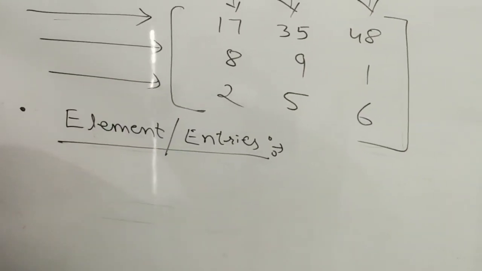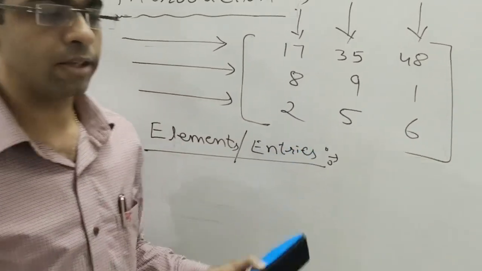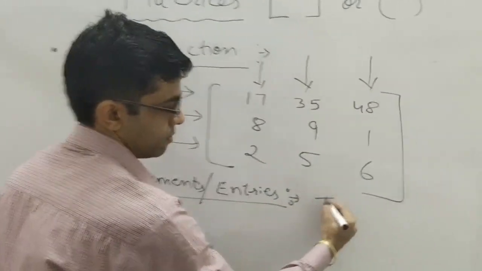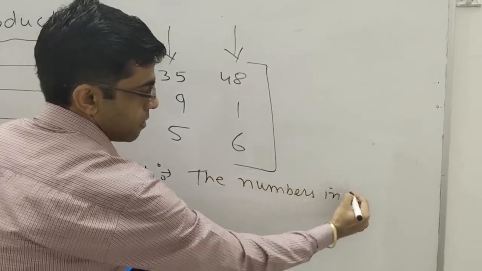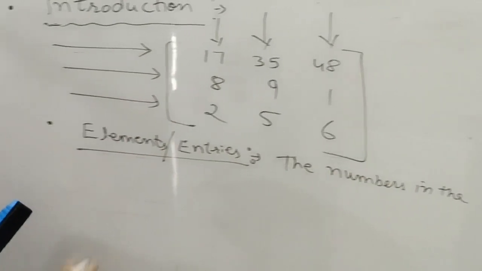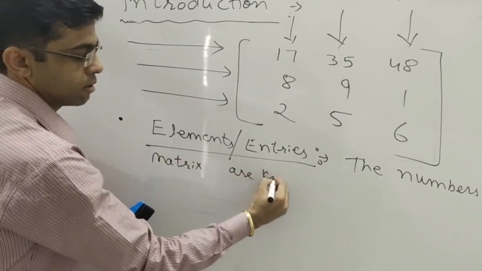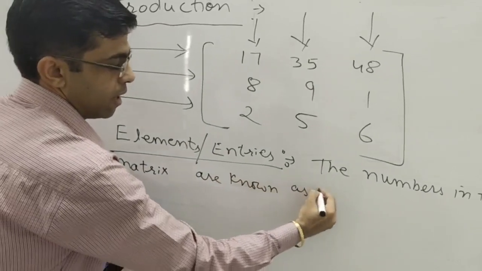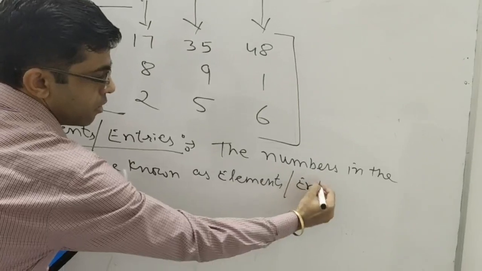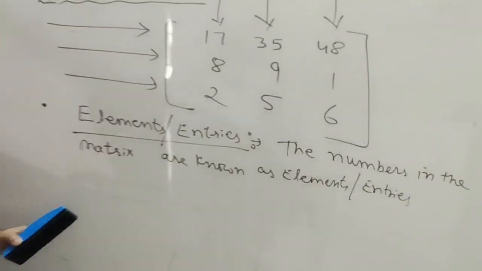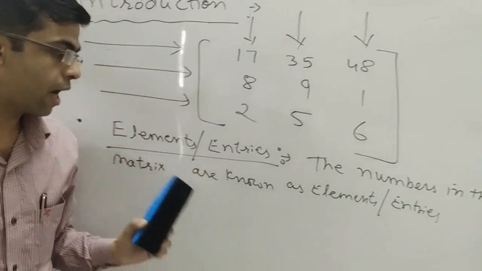Now the question arises, what are elements, or you can say entries? The numbers in the matrix are known as elements, or you can say entries. Whatever numbers we are writing in the square bracket are known as elements, or entries.